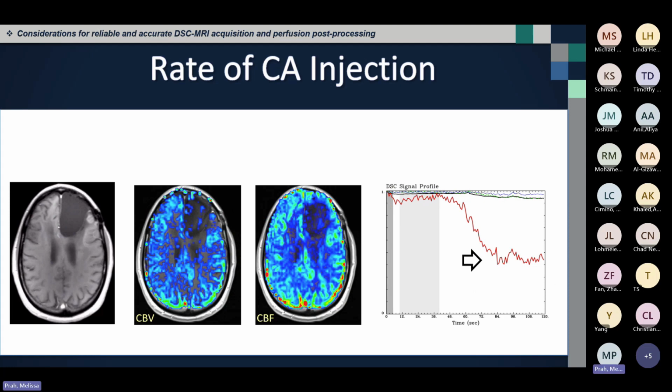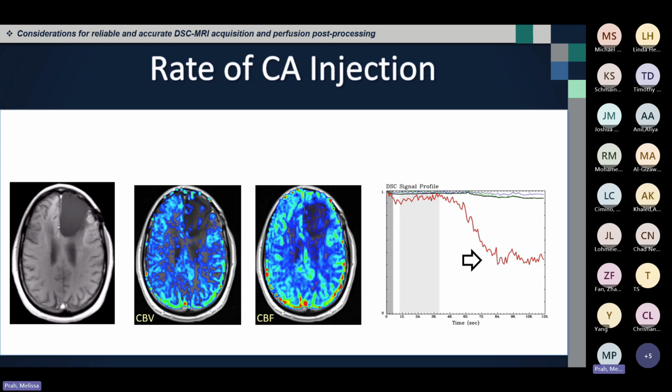The case seen here is not acceptable for perfusion calculation, as the slow rate of injection also impedes the ability of capturing any significant return towards baseline. You can see it's pretty much relatively flat at that peak.